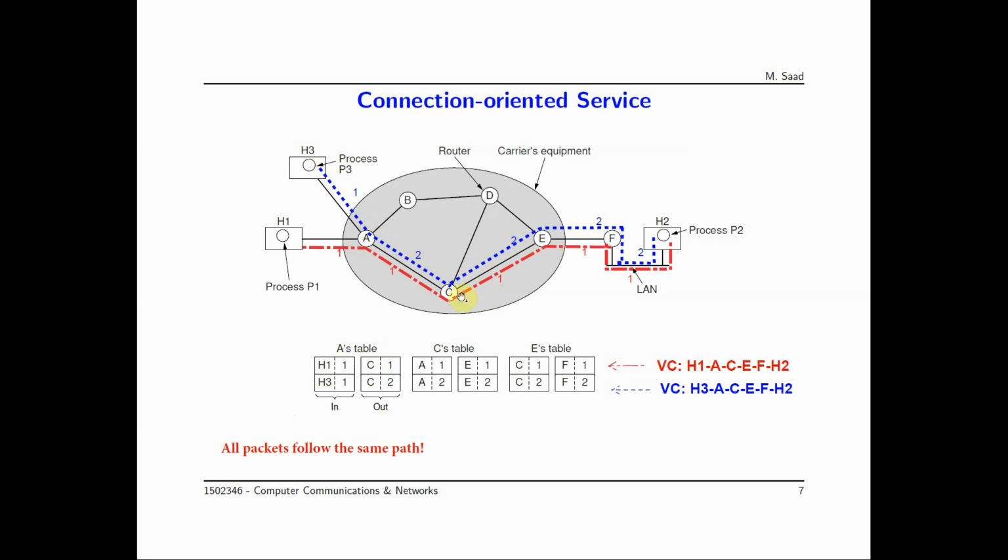Now, where will this packet go? Obviously, it will go to C. How will C decide what it needs to do? By checking its own table. So router C will look for a match.